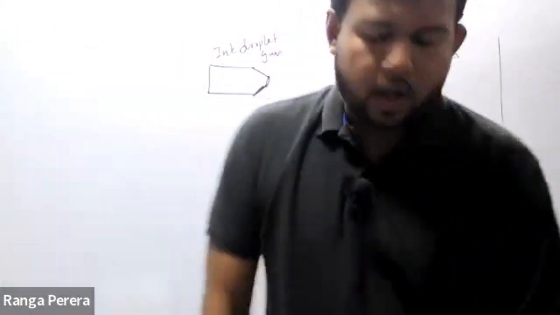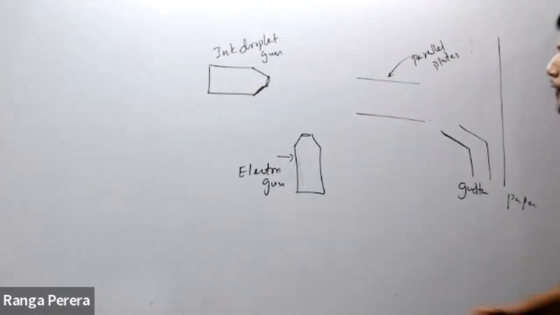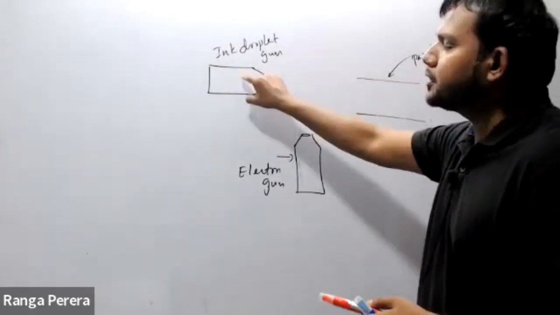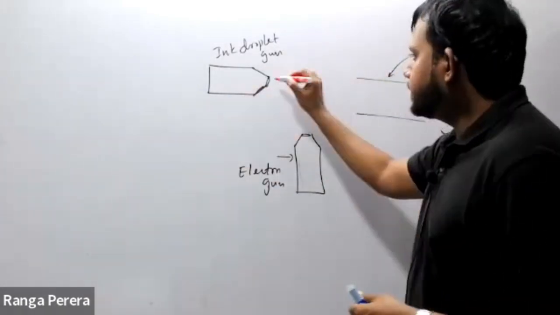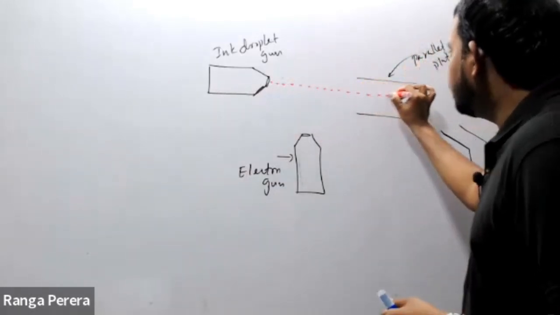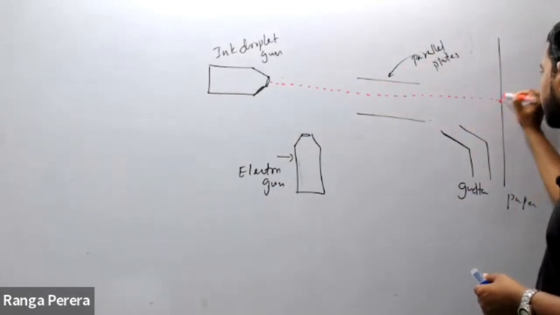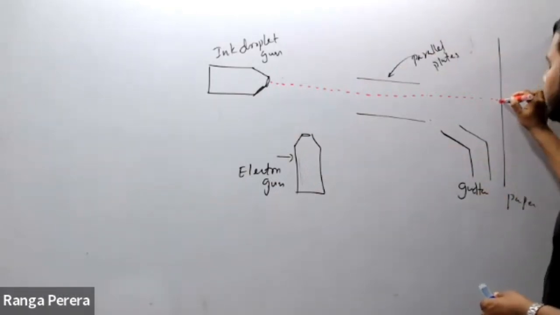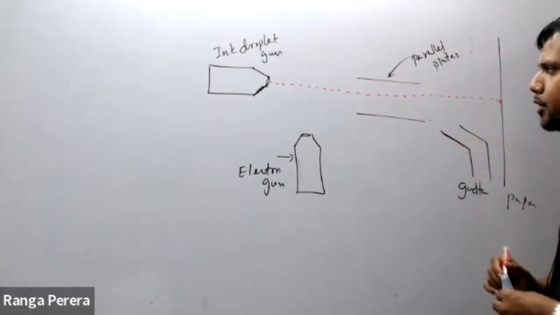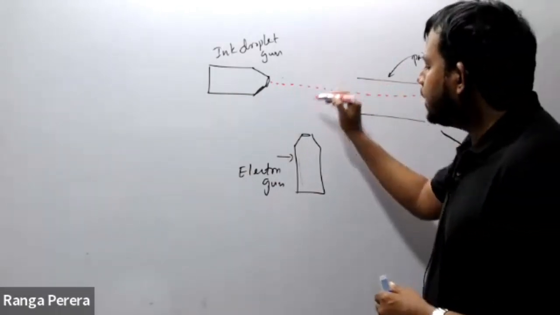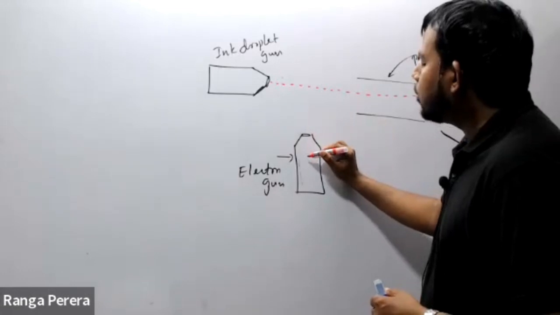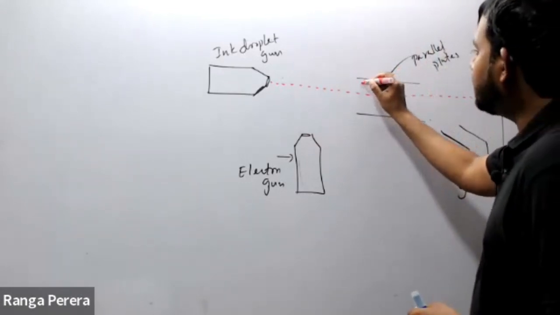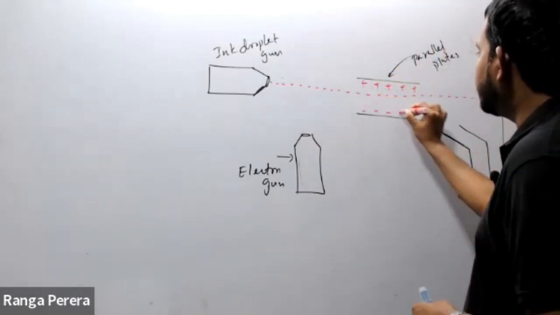Right. I will help you to get an idea. This is the ink droplet gun. It continuously sends ink from this gun. Let's say I want it to paste on this paper. This is the paper, this is the gutter, this is the parallel plate, and this is the electron beam. I'm not doing anything. Let's say I'm sending another ink droplet. This is the electric field. Let's say for the time being, this one is positively charged and this one is negatively charged.